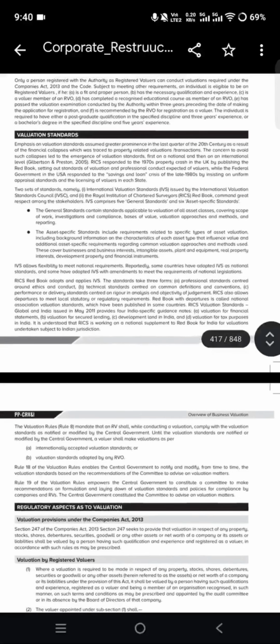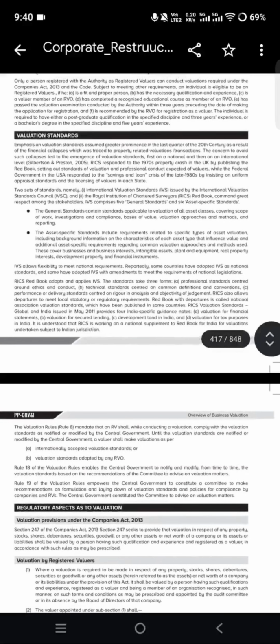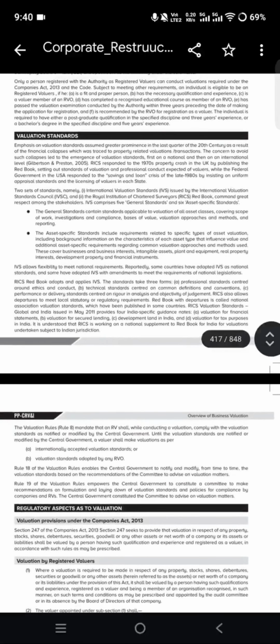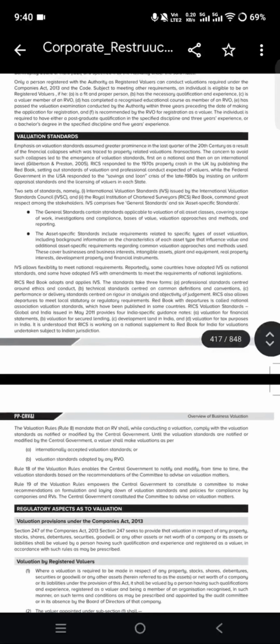The first point is repeated from the earlier one, from the fourth line. And being a member of an organization recognized in such manner and on such terms and conditions as may be prescribed, and appointed by the audit committee. This is the only new thing. Appointed by the audit committee, or in its absence by the board of directors. Normally appointed by the audit committee. If it is not there, the board of directors.